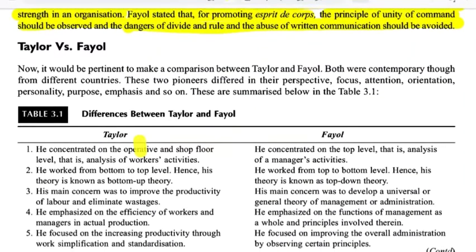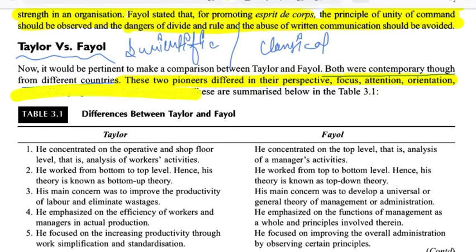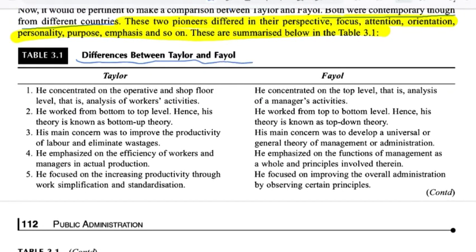Now we will discuss Taylor versus Henry Fayol, means the scientific management principle versus the classical approach to the organization. Both were contemporary, though from different countries. These two pioneers offered different perspectives, focus, attention and orientation, personality, purpose, emphasis, and so on, and these are summarized in Table 3.1. Now we will discuss the difference between Taylor and Henry Fayol.